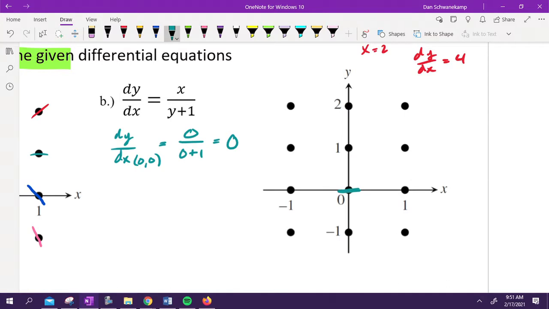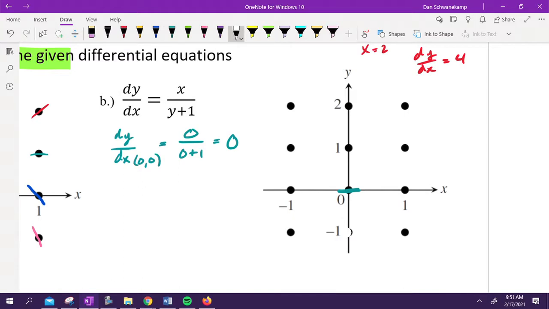What if it would have been the reverse of that? What if it would have been 1 over 0? That would be undefined. So you've got to pay attention to that. What would the slope of an undefined line look like? Undefined would be vertical. 0 slope, that's horizontal. Okay?